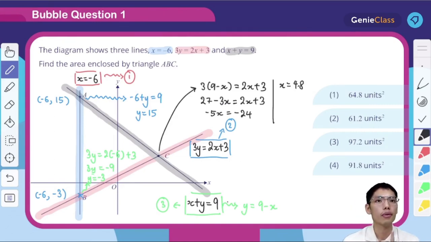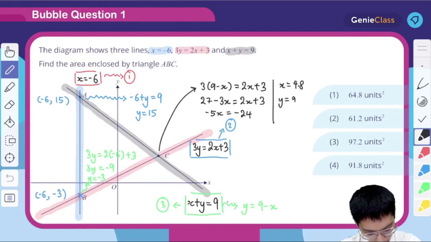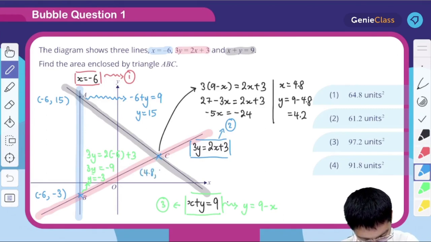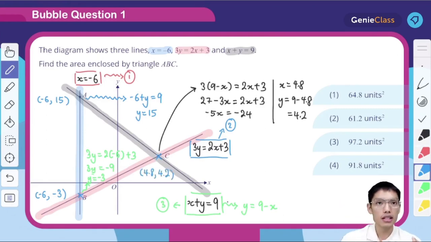Okay? Once you have x equals to 4.8, you have to solve for y, because it's not clear. Since x is 4.8, y will be 9 minus 4.8, subbing it back to 3, this is 4.2. So therefore, my third coordinate will be 4.8, 4.2. And this is just solving simultaneous equations, knowing the lines. Okay, that's the tough part.